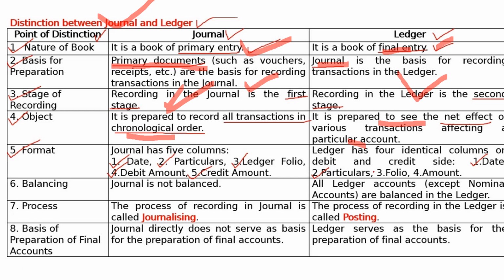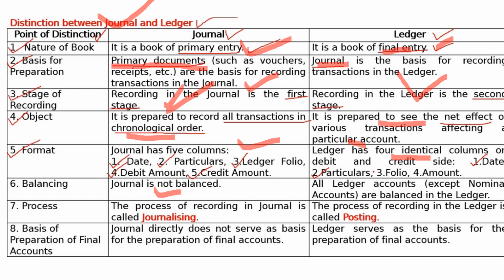ठीक है, so इसके लिए हम बोलते हैं ledger gives a net effect of the various transactions affecting a particular account. Then you can see over here, journal के 5 columns होते हैं, ledger के 4 identical columns होते हैं. Okay, then journal is not balanced. Obviously if you remember, balancing was done in the ledger, not in the journal. If you remember that previous video, I have shown you how all the ledger accounts are balanced. So the ledger accounts are balanced and the journal is not balanced.